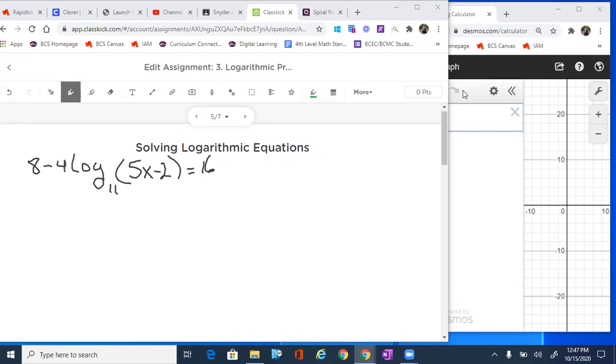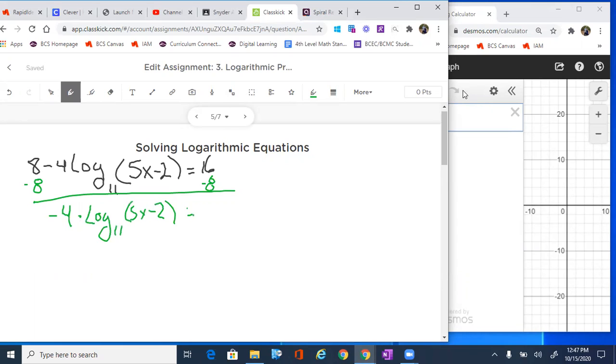So I can identify right away that I need to get rid of that positive 8 there. So I'm going to go ahead and subtract that 8 over to the other side. When I do that, I'm going to rewrite this: -4 times log base 11, 5x minus 2 equals 16 minus 8, which we know is 8. And I said -4 times that log because I'm reminding myself, hey, I need to get rid of that multiplication of -4.